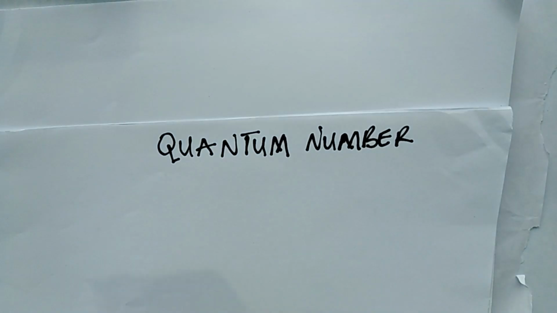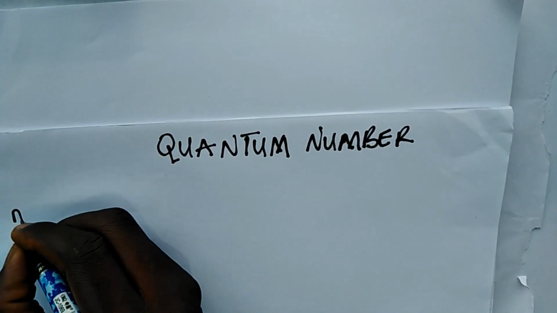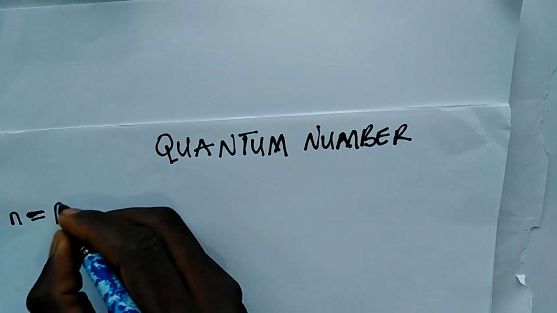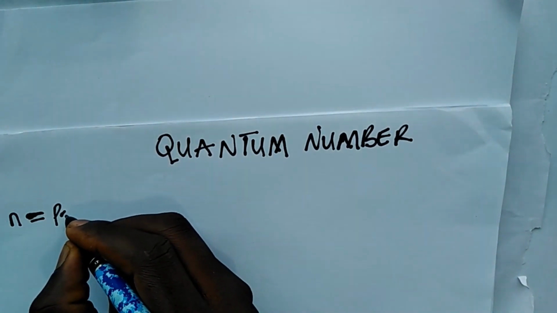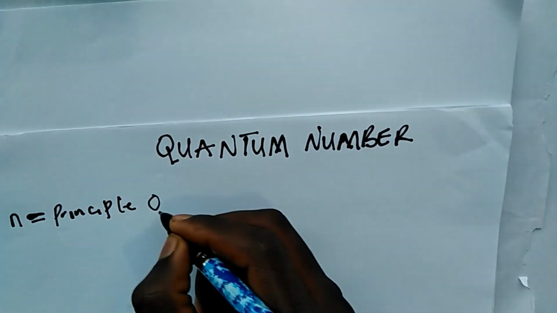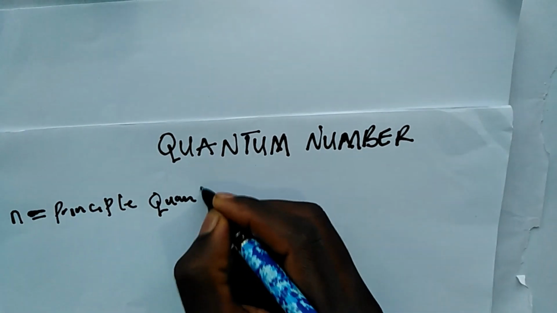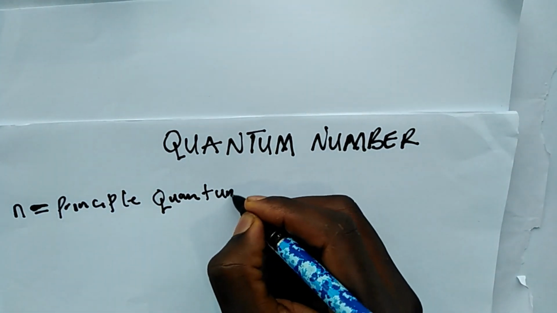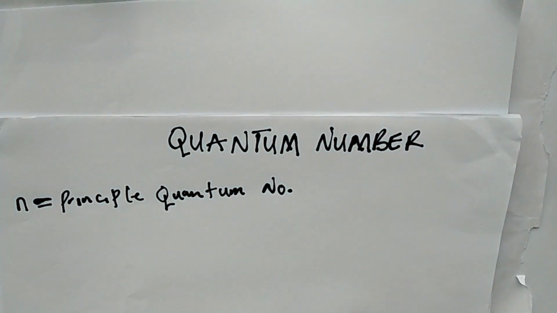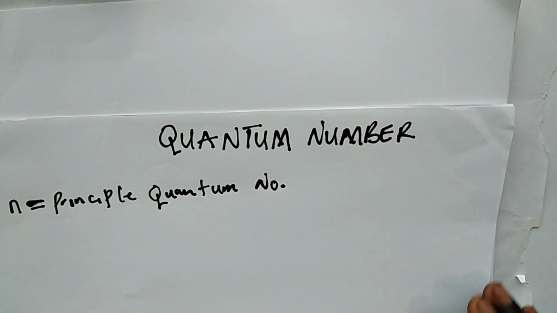So we have the principal quantum number, which has the symbol N. Now we have the azimuthal quantum number. By the way, the principal quantum number is associated with the energy levels of an atom.